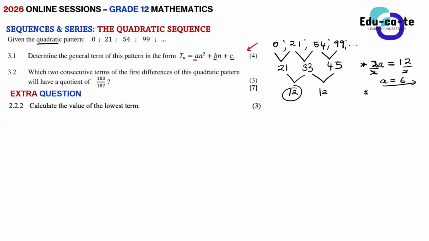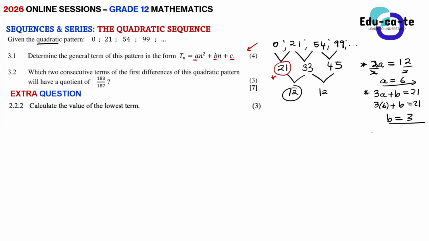And then to find B, remember we use 3A plus B. I'm doing a walk-through because we've already done something like this. So 3A plus B is equal to 21, which is the first term of the first difference. Substituting our A value, which is 6, this is 3 times 6 plus B equals 21. 3 times 6 is 18. You transpose it to the other side. 21 minus 18 will give you 3 as the value of B.